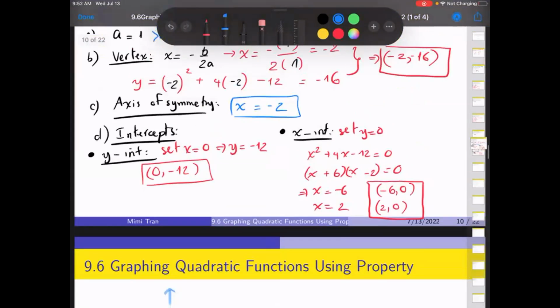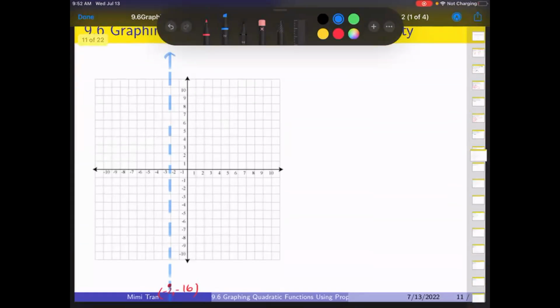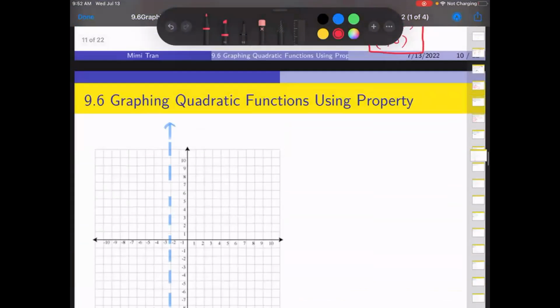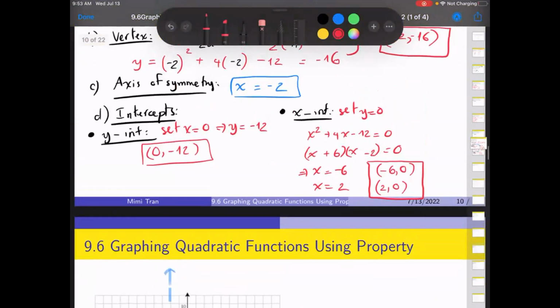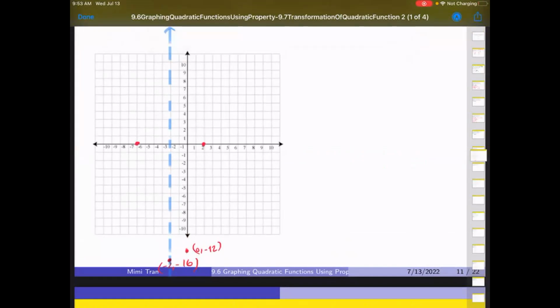Okay, so next, the x and y intercepts. So (0, -12). I'm just going to pretend it's somewhere here, okay? And then (-6, 0) right here, and then (2, 0) right here.